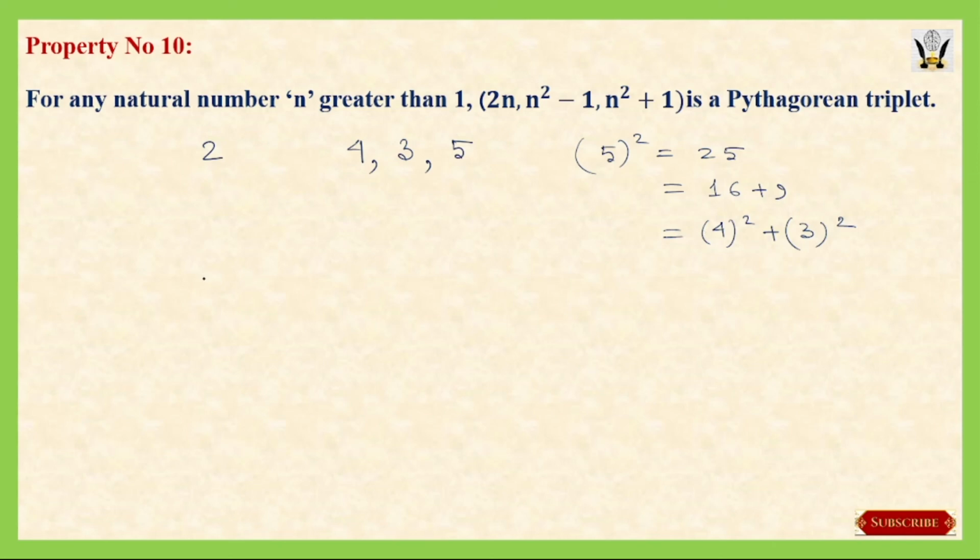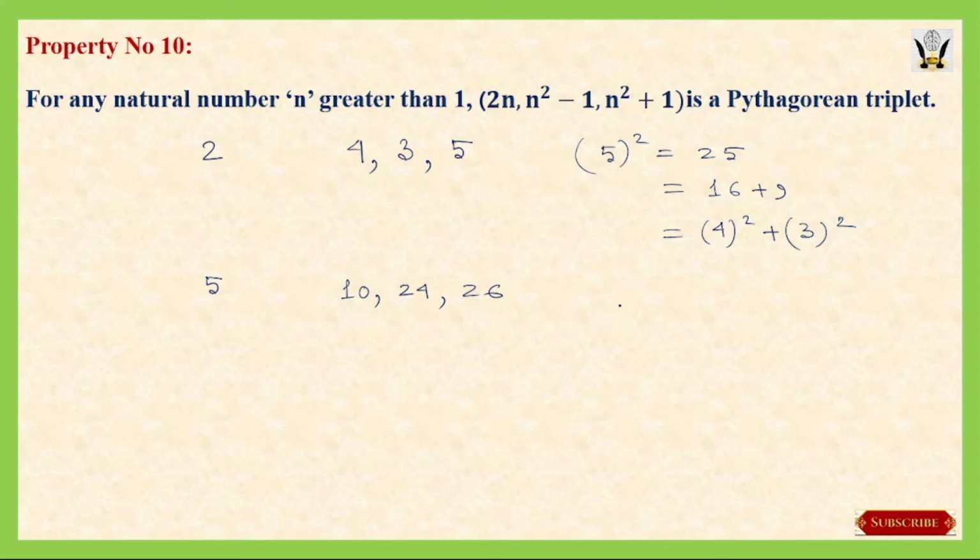Now suppose I choose 5 as the natural number. Then 2n will be 10. Then n square minus 1: the square of 5 is 25, and 25 minus 1 is 24. And then 5 square plus 1 will be 26.